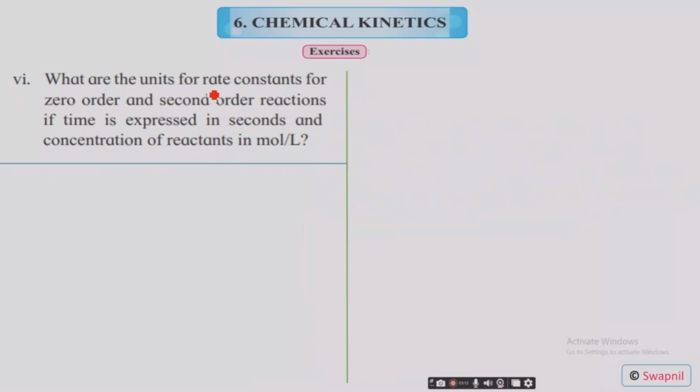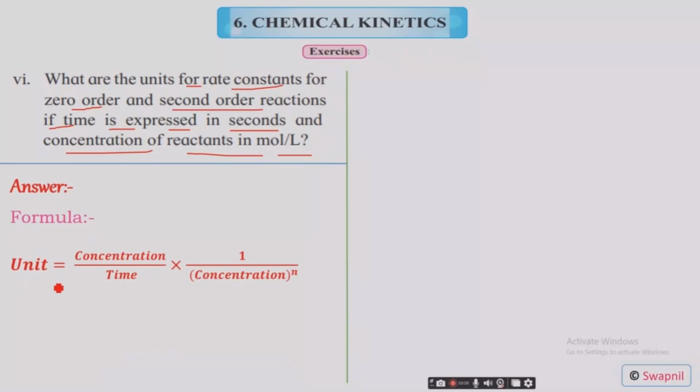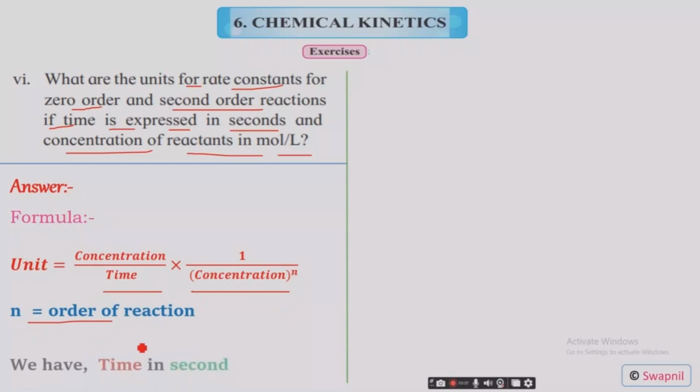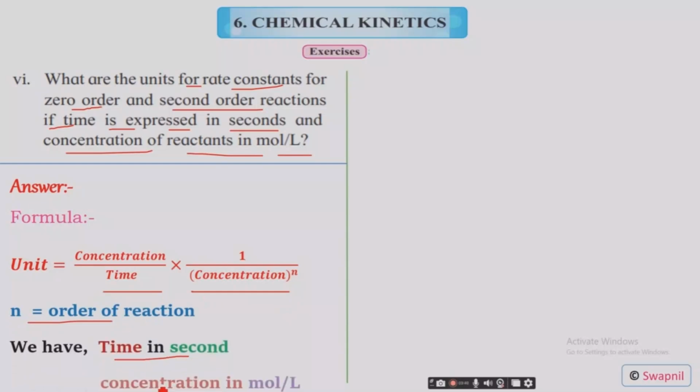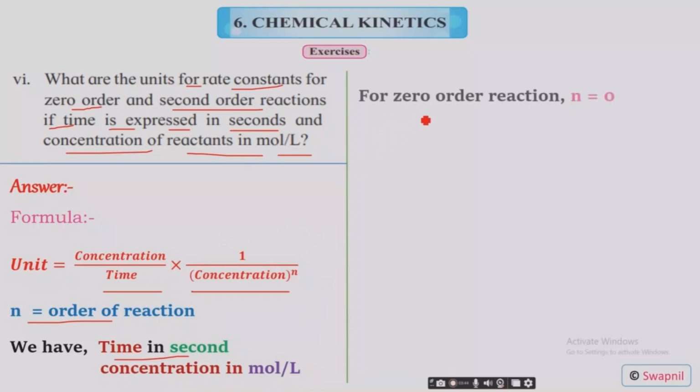Next, what are the units for rate constants of the zero order and second order reaction if time is expressed in seconds and concentration of the reactants in mole per liter? So here is the answer formula. Unit is equal to concentration divided by time into 1 divided by concentration raised to n, where n is equal to the order of the reaction. Now we have time in seconds and concentration in mole per liter, so put these values in the unit formula.